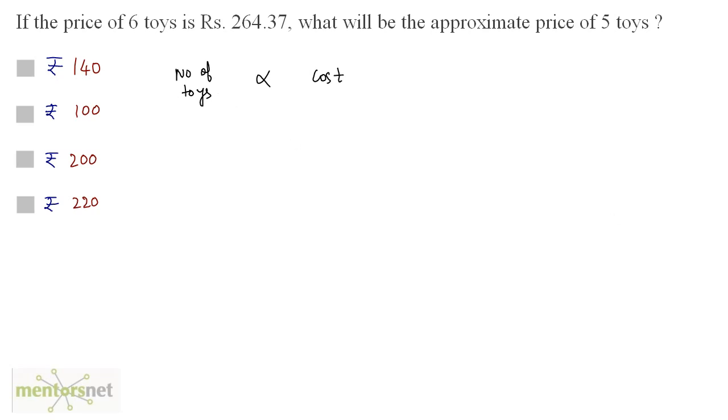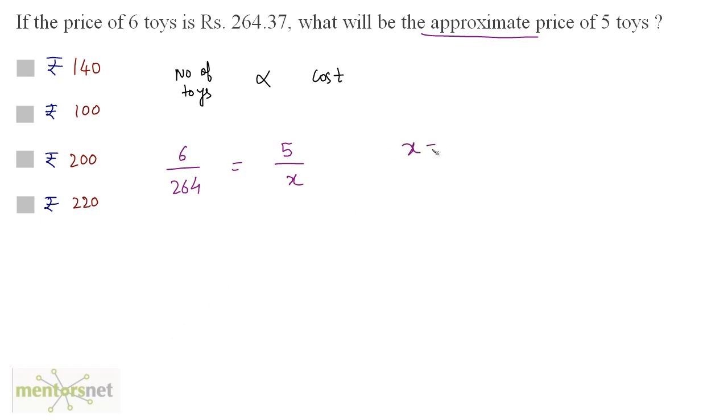Now let us find what are the ratios given to us. So the price of 6 toys is 264.37. So one of the ratios is number of toys and the cost. So 6 by 264. We can take 264 because they have asked us the approximate price and these options differ a lot. So I can ignore 0.37, right? Now another ratio is we have 5 toys and let the cost of those 5 toys be X. And this is in direct proportion, so I can directly equate this.